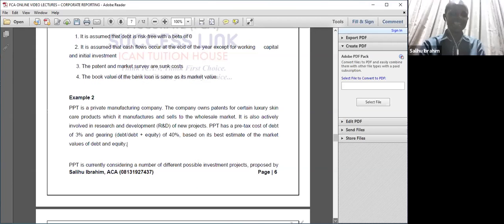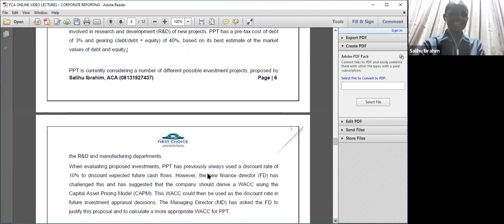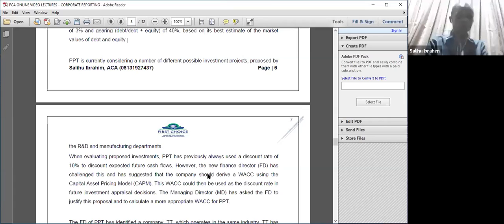PPT is currently considering a number of different possible investment projects proposed by the R&D manufacturing department. When evaluating proposed investment, PPT has previously always used a discount rate of 10% to discount expected future cash flows. Now, let me explain the situation to you here. This question is not a diversification question. What do I mean by that? PPT is not undertaking a new project in another industry. No, this is not the situation in this question.